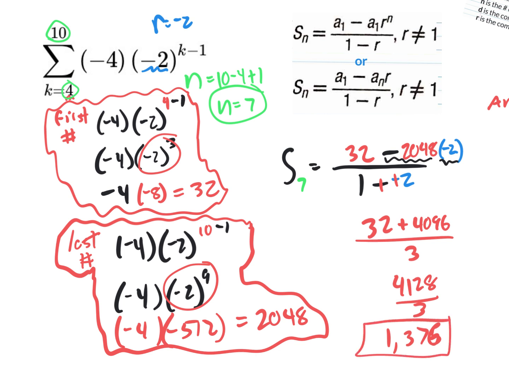So that is the summation of these 7 numbers that we don't even see on this series, 1,376. So if you were to plug in the number 4, get out your first number, 32, plug in the next number 5, get out your next number, 6, get out your next number, all the way to plugging in 10 and getting out this last number, 2,048. And then you go back and add up that entire list, it will give you the answer, 1,376.